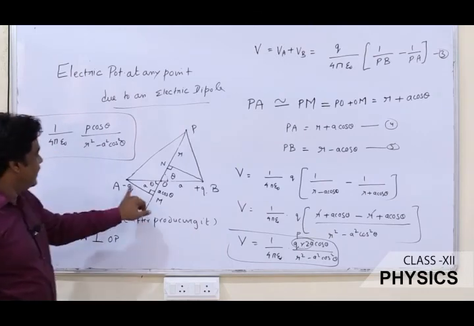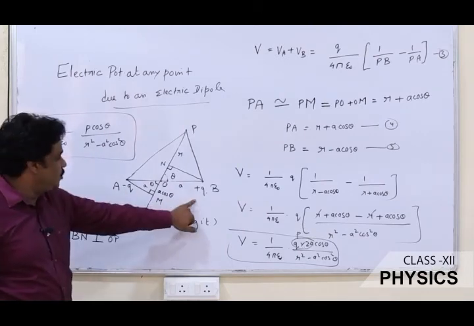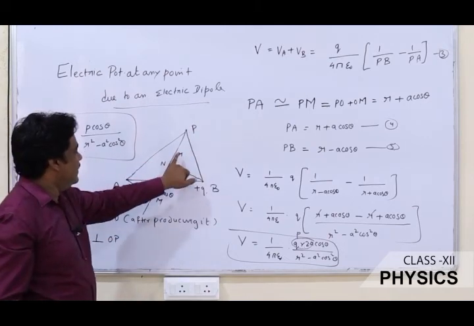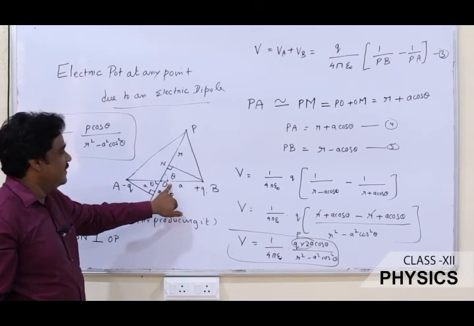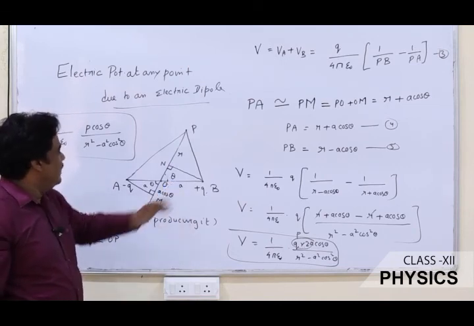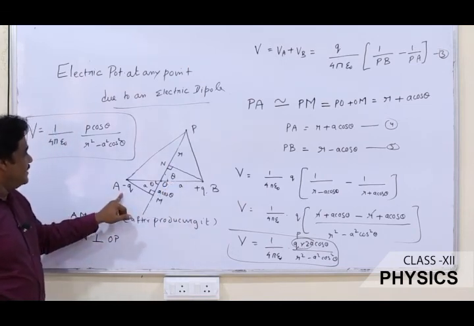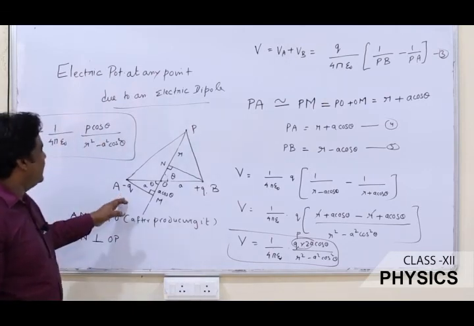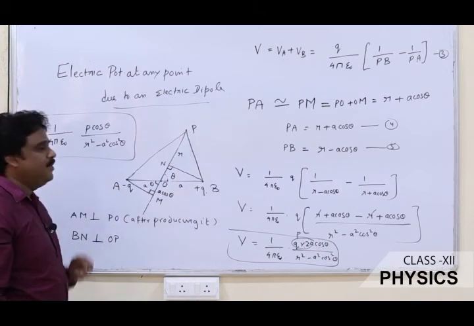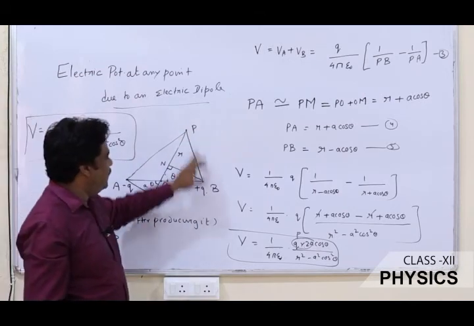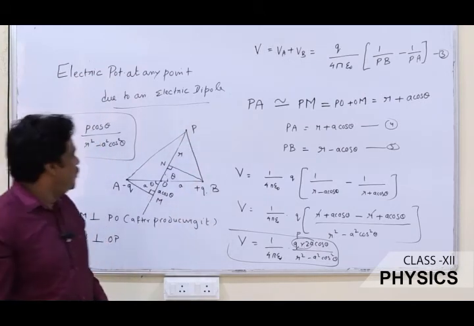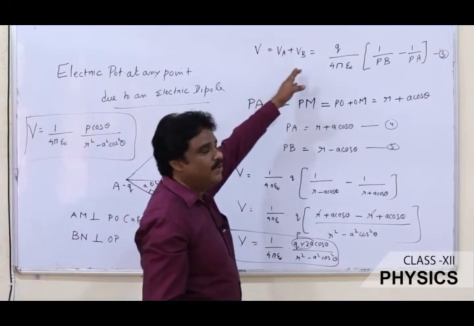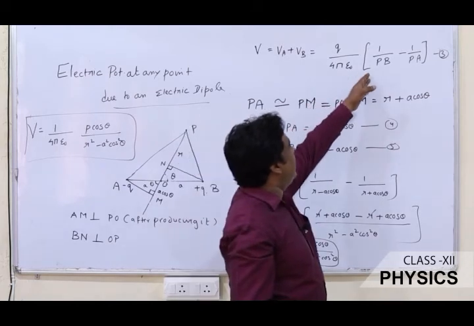I think once again I am going to repeat the entire derivation. We considered a dipole AB with charges minus Q and plus Q. The distance of separation is 2A. Consider a point P at a distance R making an angle theta where the potential is to be determined. Next, the potential at P due to minus Q is KQ by R, so from that we wrote minus KQ by PA. Similarly, the potential at P due to plus Q will be KQ by PB. Once again, the net potential is their sum, that is V is equal to VA plus VB.